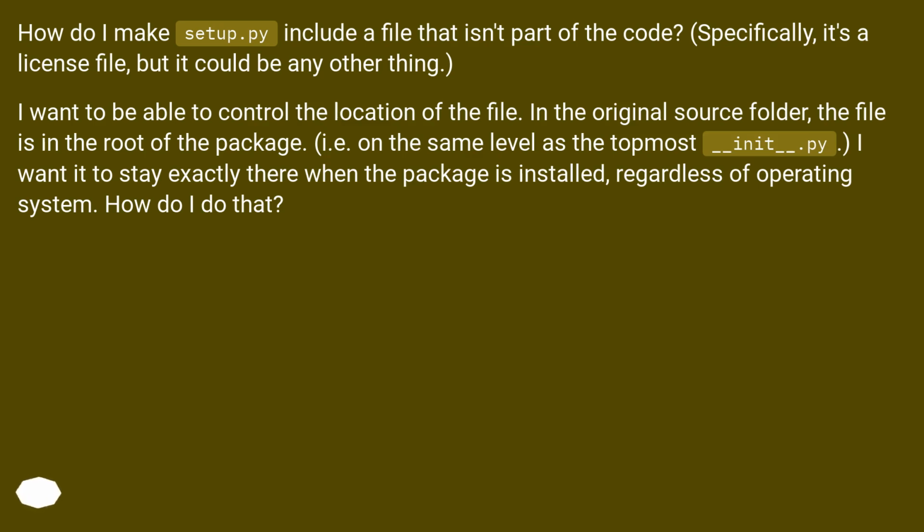In the original source folder, the file is in the root of the package, i.e. on the same level as the topmost __init__.py. I wanted it to stay exactly there when the package is installed, regardless of operating system. How do I do that?